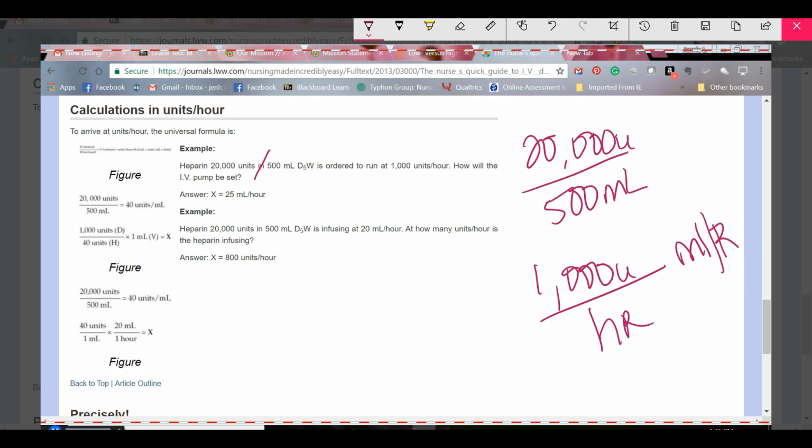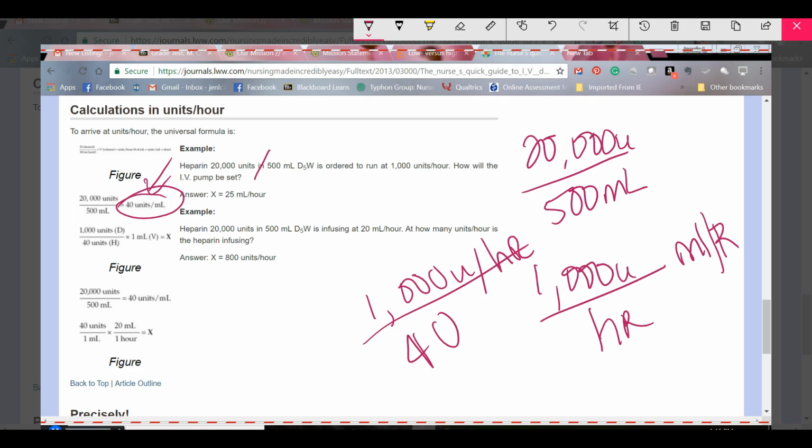So first, if you look over at this figure, it walks it down the line for you. We need to figure out how many units per mL there are. So you take your 20,000 units, you divide it by your 500 mLs, and you're going to get 40 units per mL. Then you take your 1,000 units an hour, and you're going to divide it by your 40 units. So this can cross out times your 1 mL, and that will get your mLs per hour, because remember now we have mLs per hour.